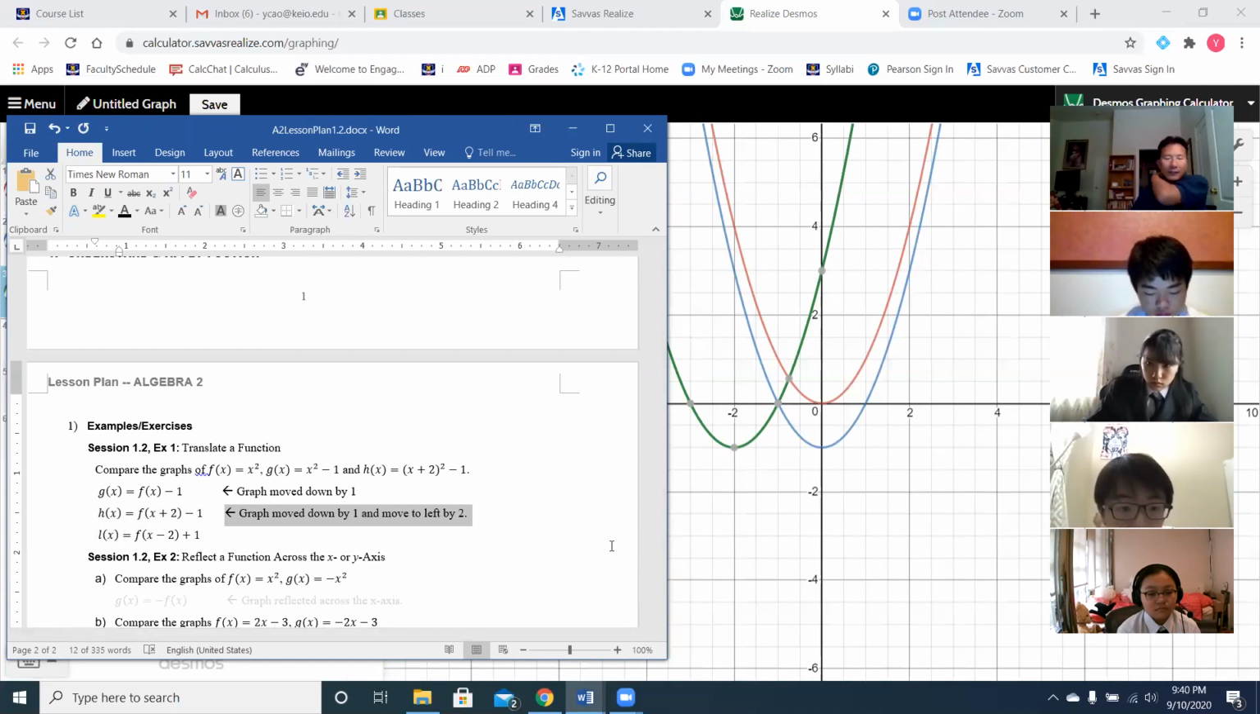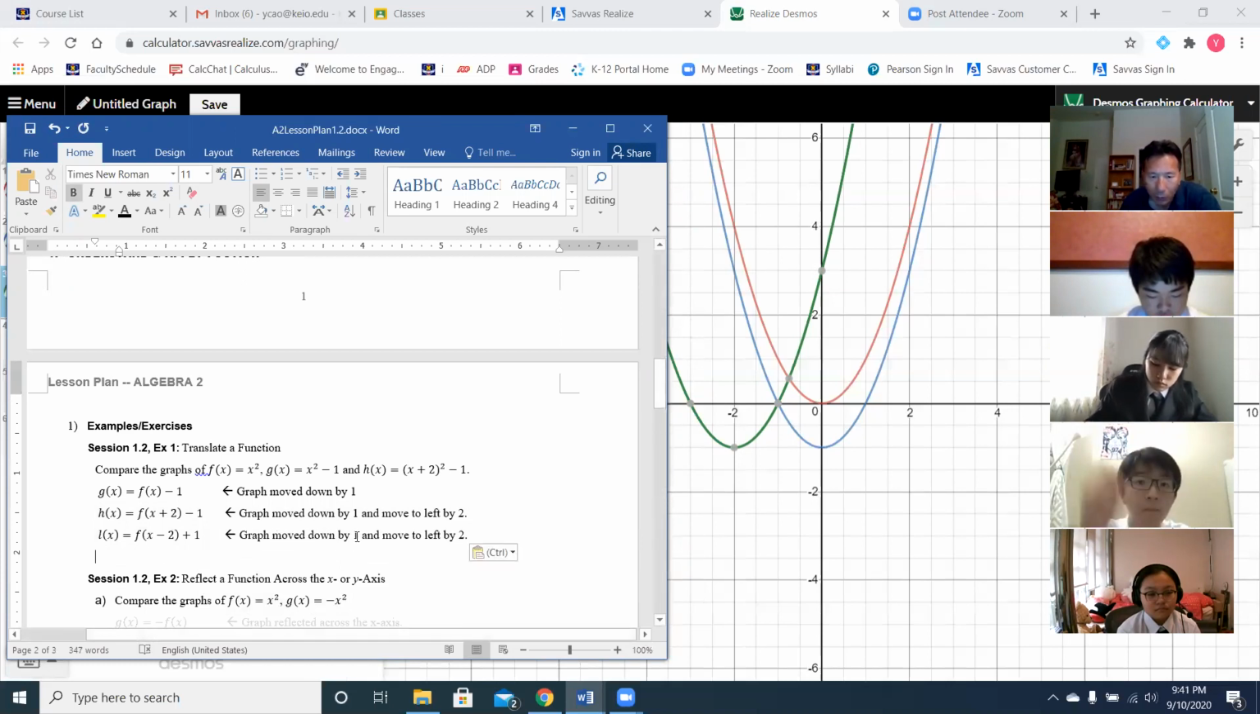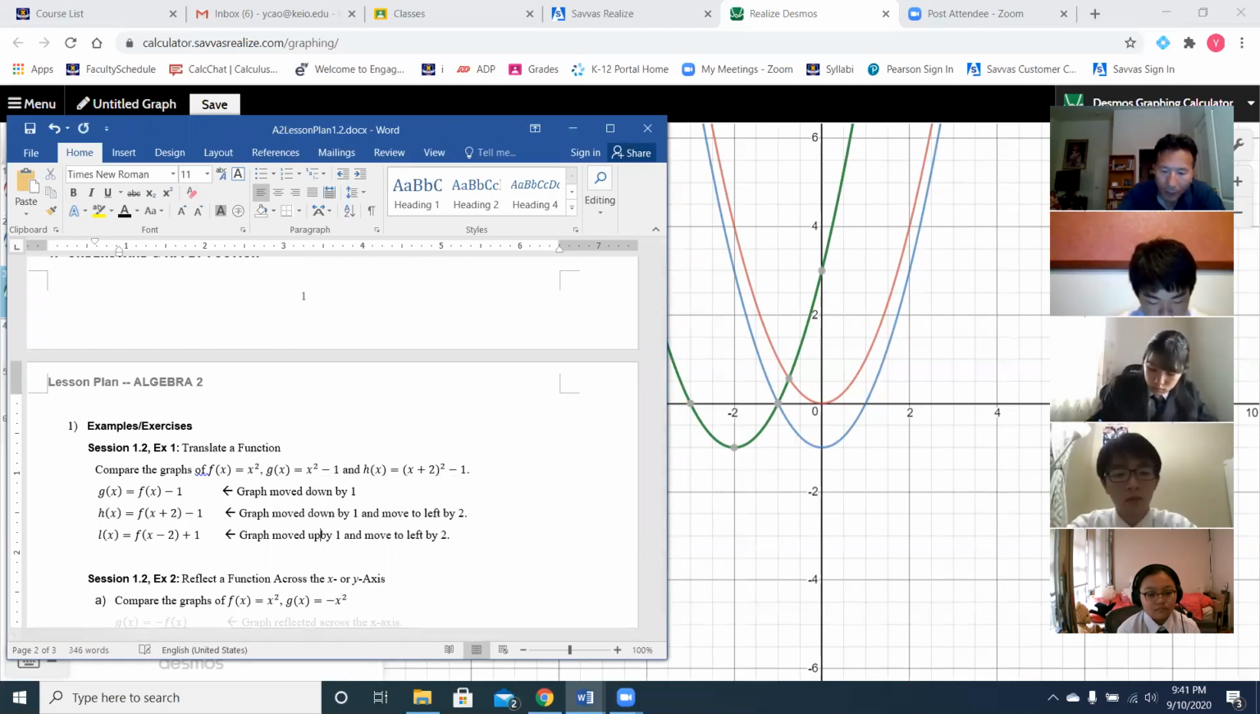Great, Ray is great. Okay, that's correct. In that case, the graph is going to be right down here. Ray is correct. The graph is going to move up by 1 and move to the right by 2. Very good. Okay, you really understand well. Is there any question at this moment for the first example?